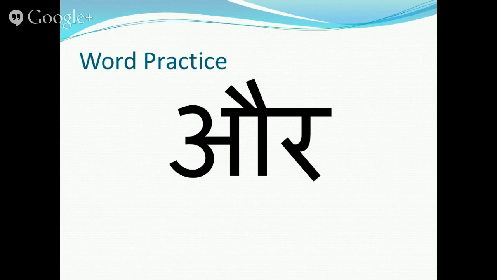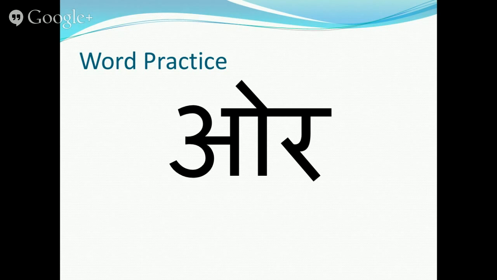This is a followed by ra, or, which is different than o, right? This is a, like in dog, American pronunciation of dog, or, or, or.